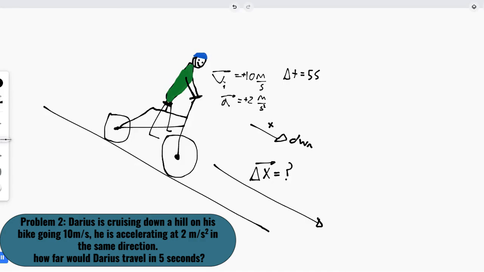hill. So for our knowns, we have initial velocity, which is positive, so I set down to positive here. So 10 meters a second positive. Acceleration is 2 meters a second squared positive. Time is 5 seconds, and then we're trying to find displacement.